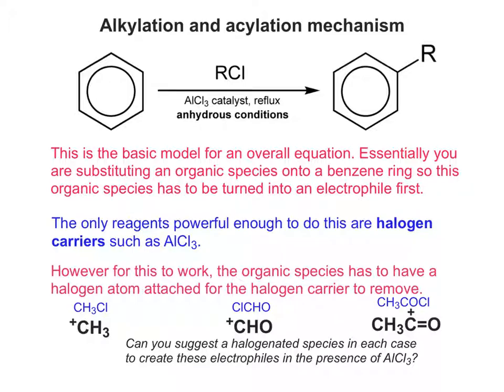So those are the three answers. I'll just quickly draw in the structures so you can see them in displayed form as well. So those are your three structures, and I'll just highlight what would be removed by the halogen carrier. In each case, the species would react with the halogen carrier, just like Cl2 would react with the halogen carrier, to leave behind the electrophilic species in black, which would go on to attack the benzene ring.